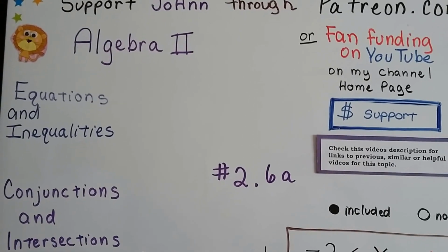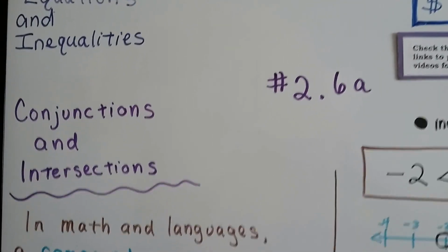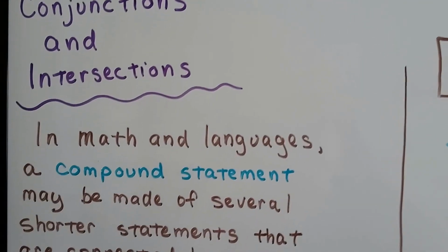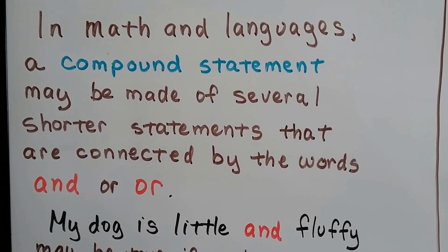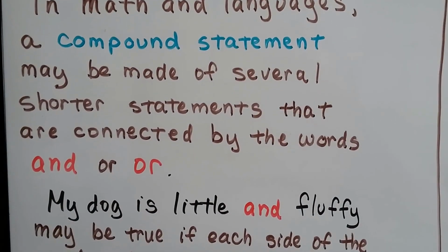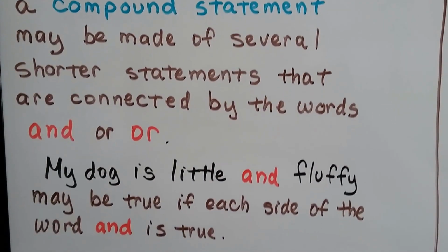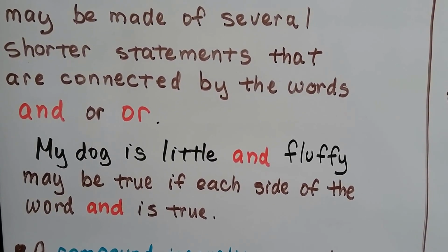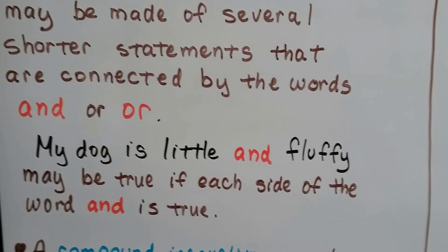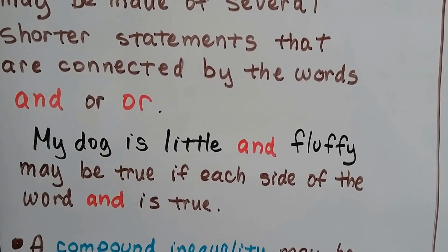Algebra 2, 2.6a, conjunctions and intersections. Now I know we talked about this in Algebra 1. In math and languages, a compound statement may be made of several shorter statements that are connected by the words "and" or "or." My dog is little and fluffy may be true if each side of the word "and" is true. Well, Lola is little and she's fluffy, so both sides are true.